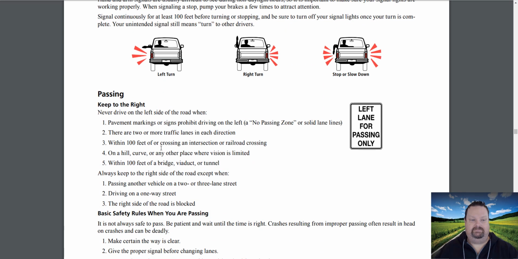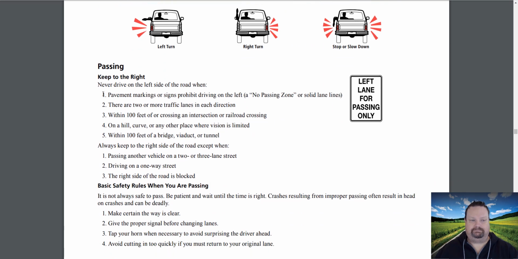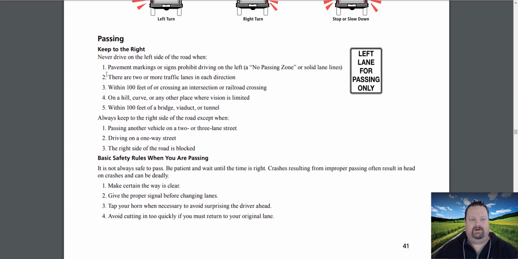All right, so passing. You want to keep to the right. Never drive on the left side of the road when, 1. Pavement markings or signs prohibit driving on the left, such as a no pass zone. 2. There are 2 or more traffic lanes in each direction. 3. Within 100 feet of a crossing at an intersection or road crossing. 4. On a hill, curve, or any other place where vision is limited. 5. Within 100 feet of a bridge, viaduct, or a tunnel.